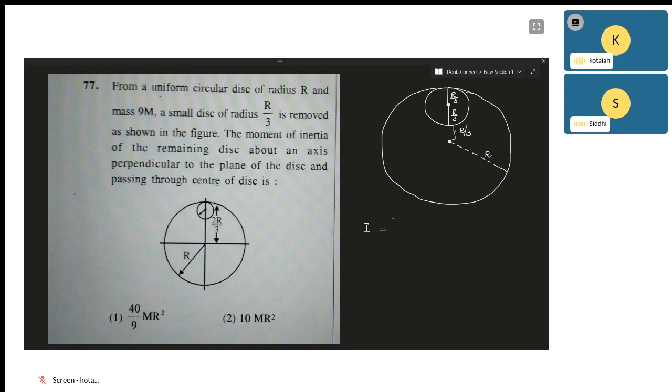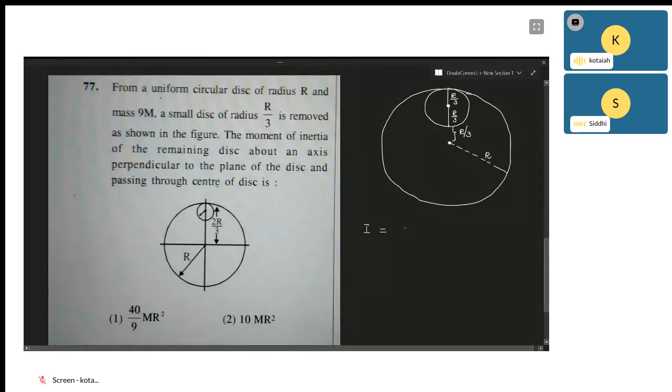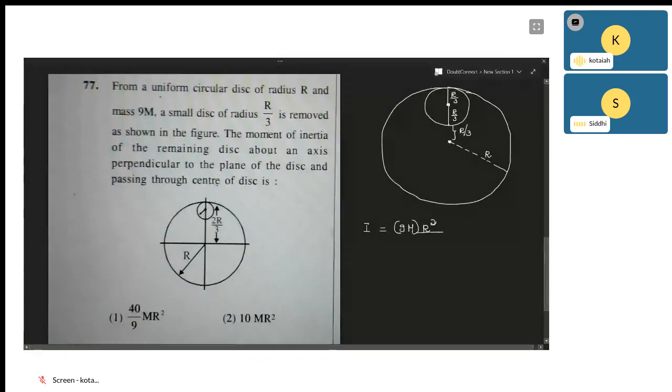Okay, so this is a disk. So its moment of inertia is its mass into radius square by 2. That is the meaning. So what is the mass? 9M, and radius R, no? So 9M into R square by 2. This is the moment of inertia.